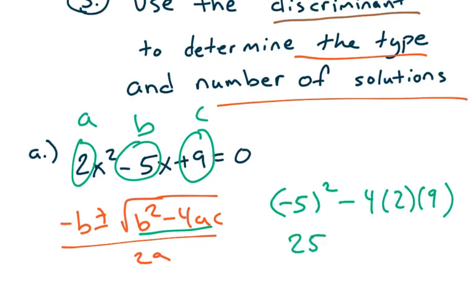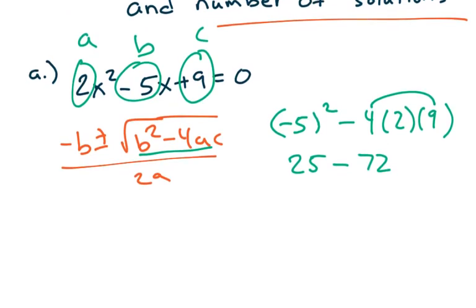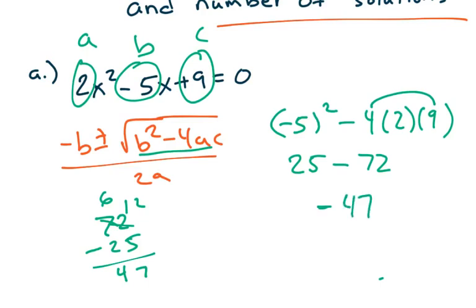We're going to solve this: 25 minus, now let's see what's the fastest way to do this. I think that's 36. 36 times 2 is 72. And I don't actually have to do 72 minus 25, but I will to make you happy. That's 47. So this is going to give me negative 47.